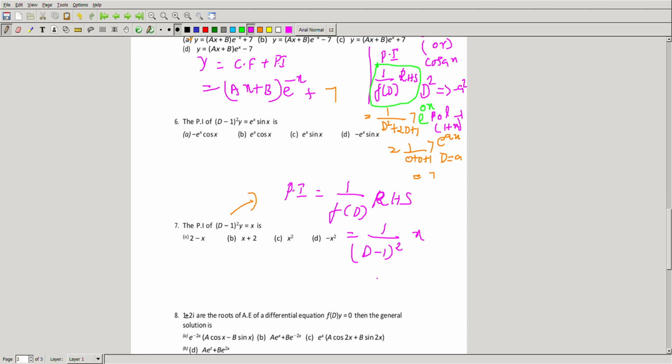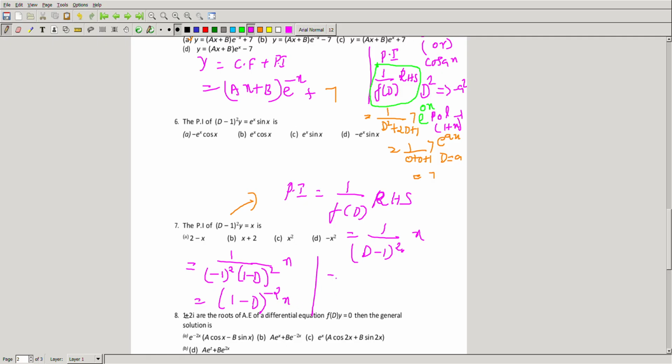So this is polynomial type. For solving the next step, I am going to take negative 1 out. Once I take negative 1 out, here you have a square, so you have to take the square out. Then 1 by (1 minus D) whole power 2 into x. Minus 1 the whole square is 1, so I am going to bring this to the numerator: (1 minus D) whole power minus 2 into x.